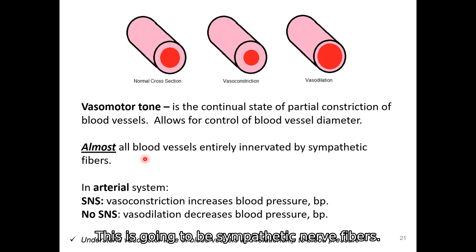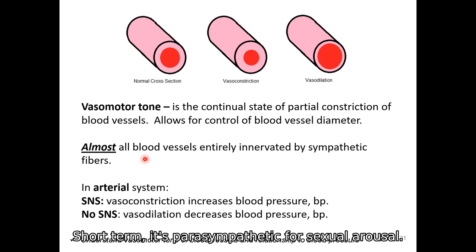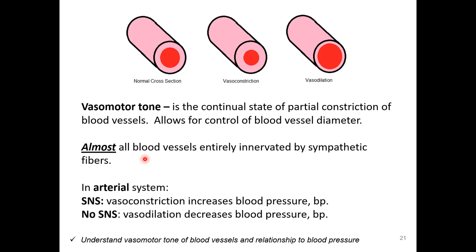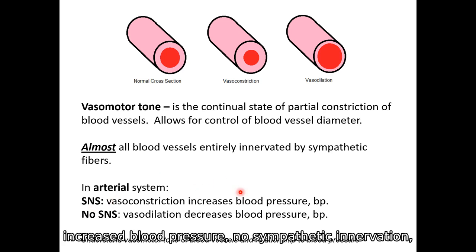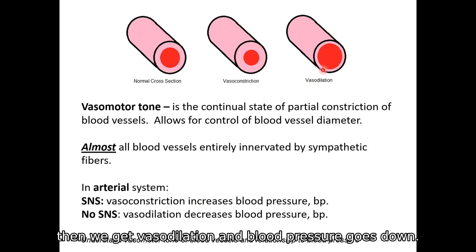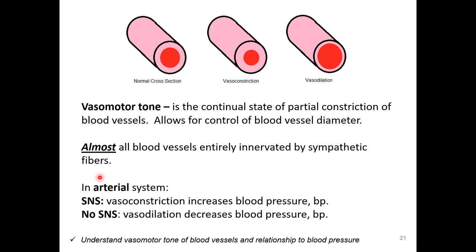This is going to be sympathetic nerve fibers. Short term, it's parasympathetic for sexual arousal. We'll hit it in Unit 5. So sympathetic nervous system causes vasoconstriction, increased blood pressure. No sympathetic innervation, then we get vasodilation and blood pressure goes down.